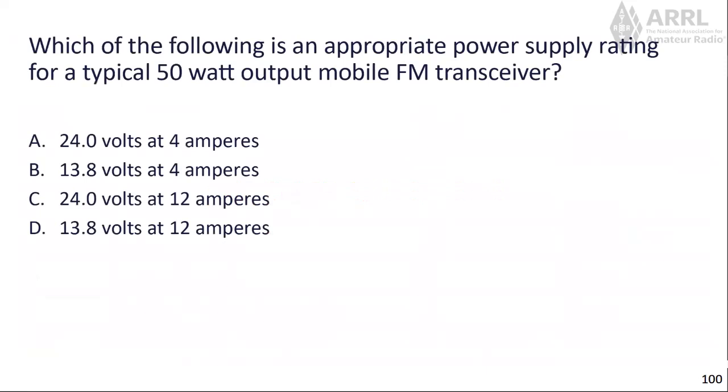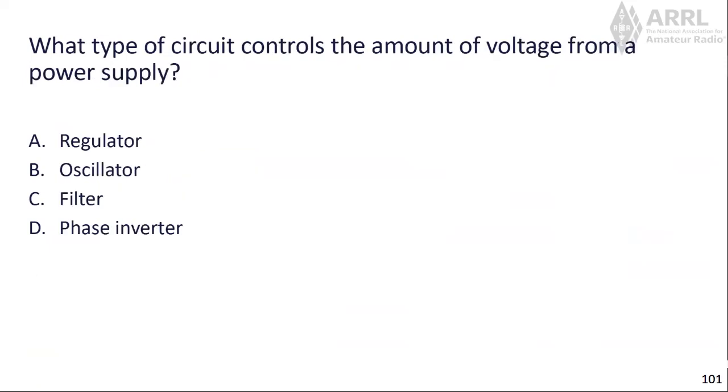Okay. Which of the following is an appropriate power supply rating for a typical 50-watt output mobile FM transceiver? 50 watts. Remember how many amps they told you a minimum would be good for? You don't see that on this chart, but it's the next bigger one. D, 13.8 volts at 12 amps. Okay. What type of circuit controls the amount of voltage from a power supply? It's a regulator. Okay.